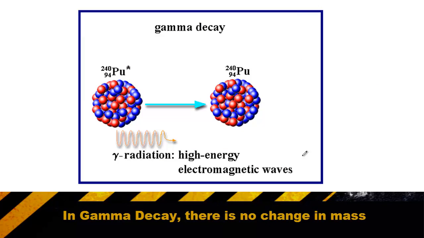In gamma decay, there's no loss of mass and no protons or neutrons changing place. Instead, all that's emitted is a high-energy electromagnetic wave. If you see a question talking about gamma decay, simply remember there's no change in mass.